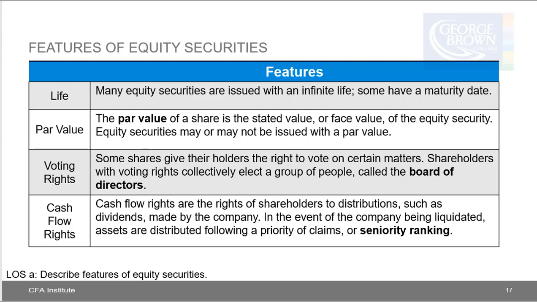In the event of the company being liquidated, assets are distributed following a priority of claims or seniority ranking. We saw that a little bit in the chapter on debt securities with regards to the seniority ranking on different types of bonds. Okay, remember there was secured and unsecured, and then within the unsecured there were three different levels of ranking.